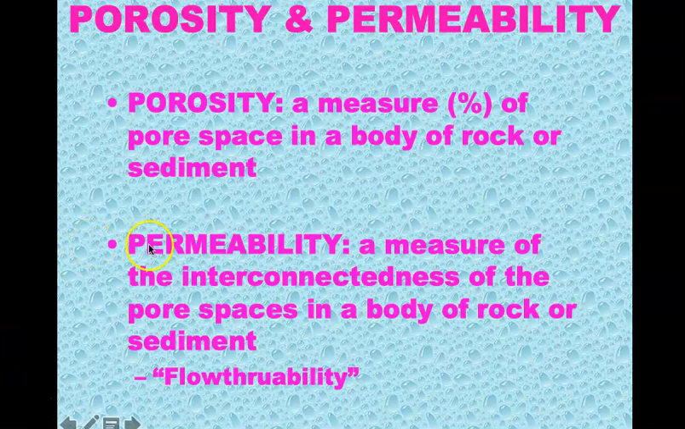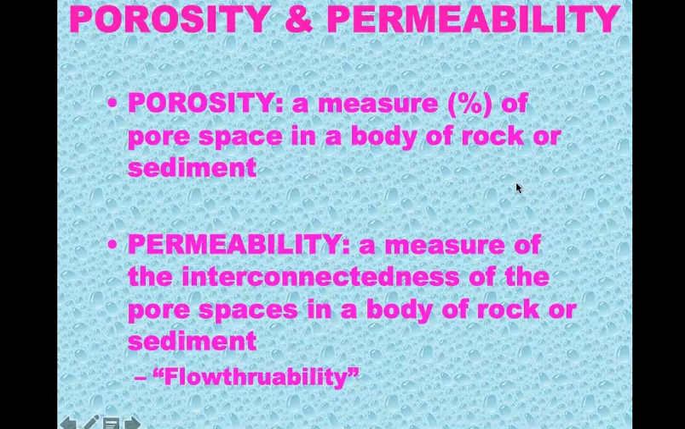Now, our other term here, permeability. Permeability is a measure of the interconnectedness, giant word, I had to convince spell check it was real, of the pore spaces in a body of rock or sediment. Interconnectedness of these pore spaces. In other words, we measure how easily the water can flow through. You see this lovely word I've made up here, flow through ability. Permeability is a measure of flow through ability. How well can the water get from pore space to pore space to pore space to pore space? Sometimes those pore spaces are connected, and sometimes they're not.